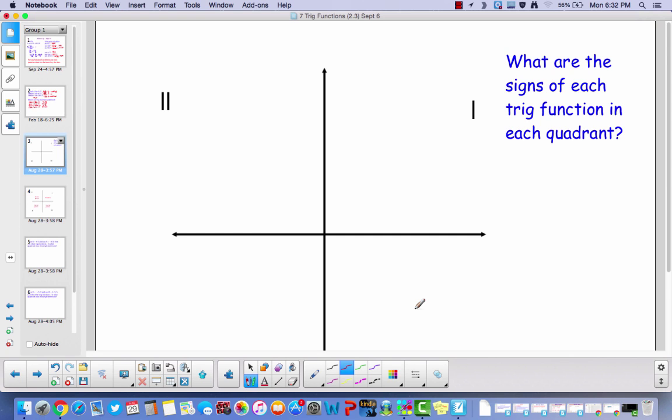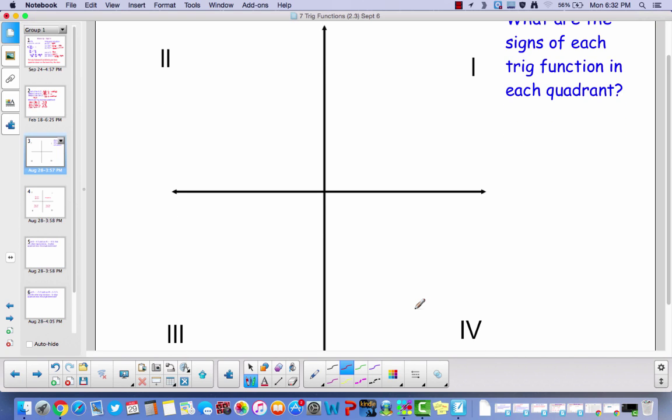All right, so now let's look at the signs of each trig function in each quadrant. Take a minute and mark your quadrants here as to which is positive and which is negative. Go ahead and pause it. All right.